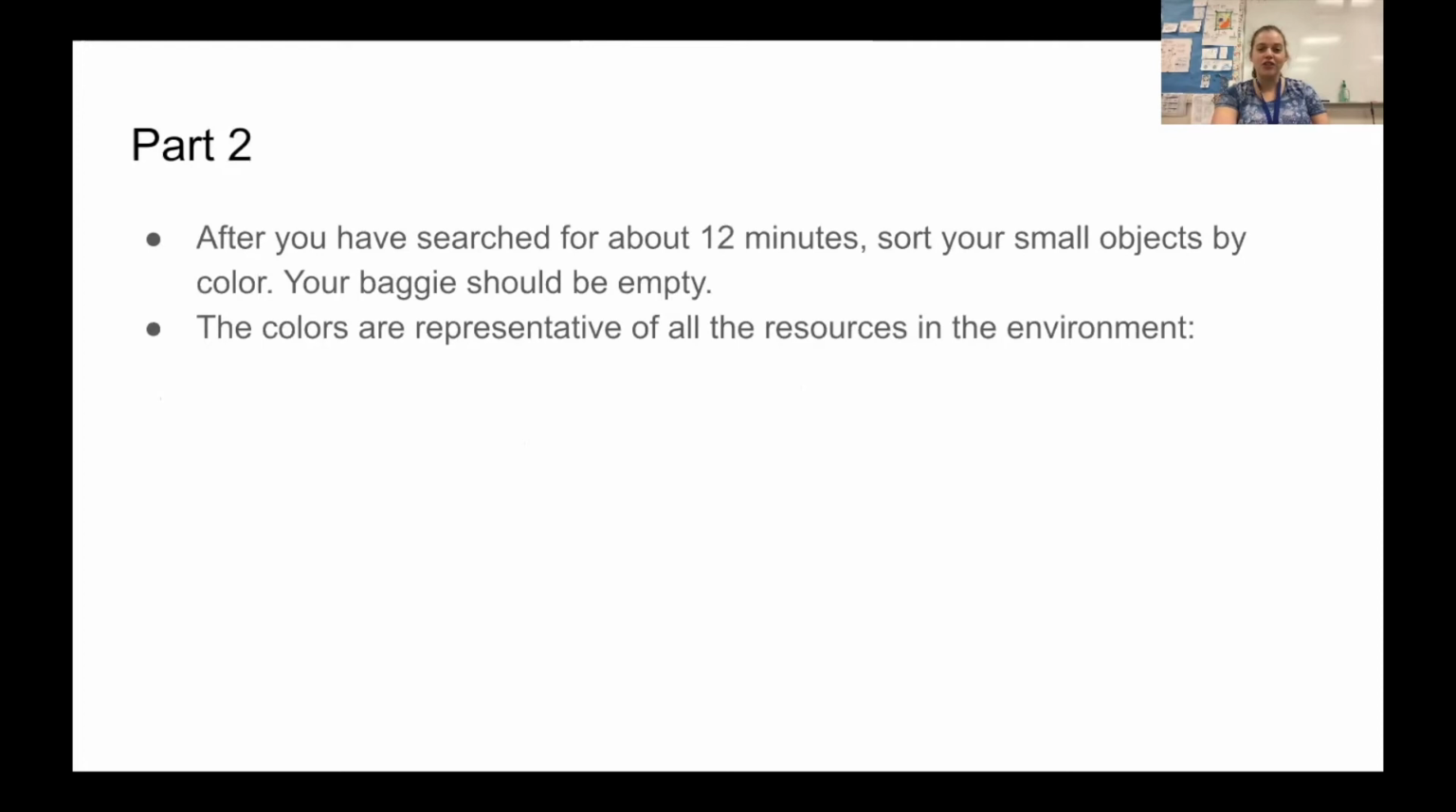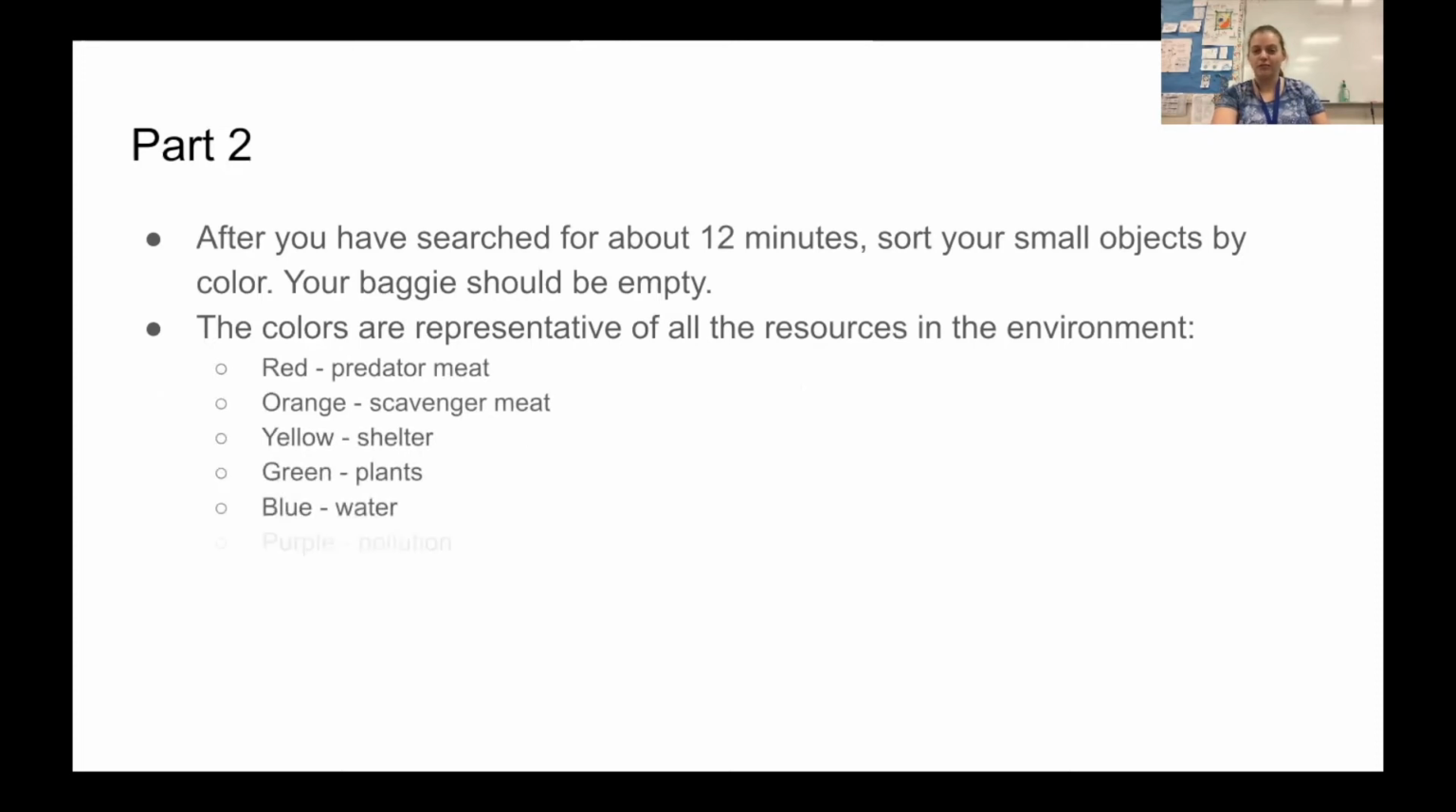All right, the colors are going to be representative of all the resources in your environment. So let's go through what those colors mean. The red is the predator meat. The orange is the scavenger meat. Yellow is shelter. Green are your plants. Blue will be your water. And purple will be pollution.